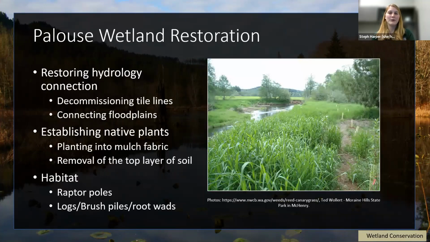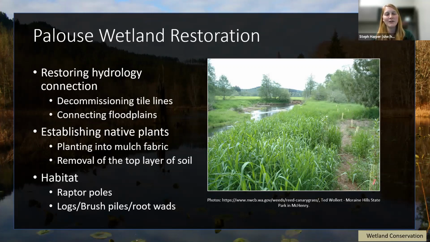And when we think about those steps here on the Palouse, one of the ways to restore hydrology connection would be to decommission a tile line. And I don't mean that in the sense of taking any agriculture out of production, but if you were to buy a piece of land and there was a lot of subsurface water due to tile lines and you wanted to restore that piece of land, you could decommission those tile lines to bring that subsurface water back up to the surface and have that hydrology.